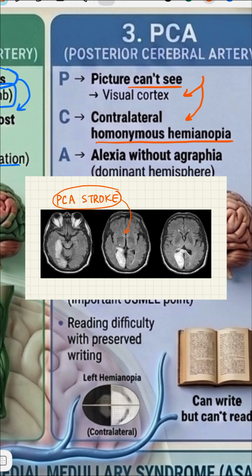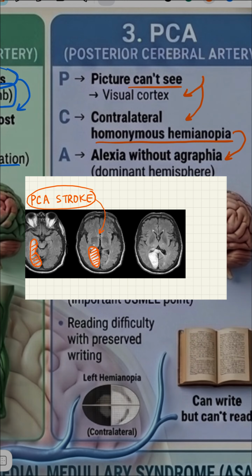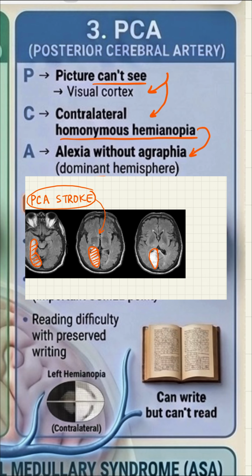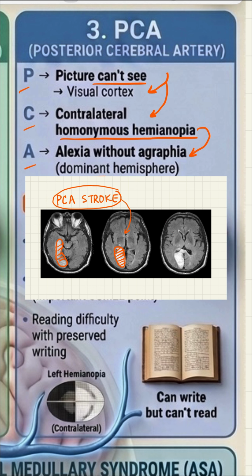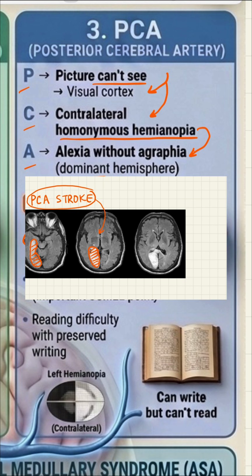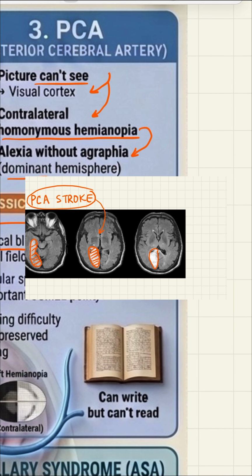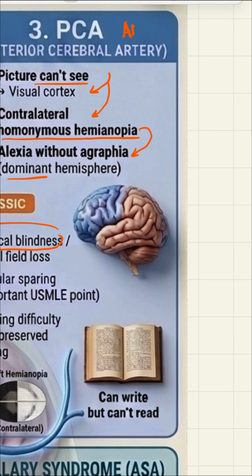Contralateral homonymous hemianopia along with alexia without agraphia. So patient is able to write, but patient is unable to read it out. This is involvement of the dominant hemisphere. So these three things point towards the PCA stroke, that is a posterior cerebral artery stroke. Patient presents to you with cortical blindness. Bilateral PCA stroke is seen in Anton syndrome.